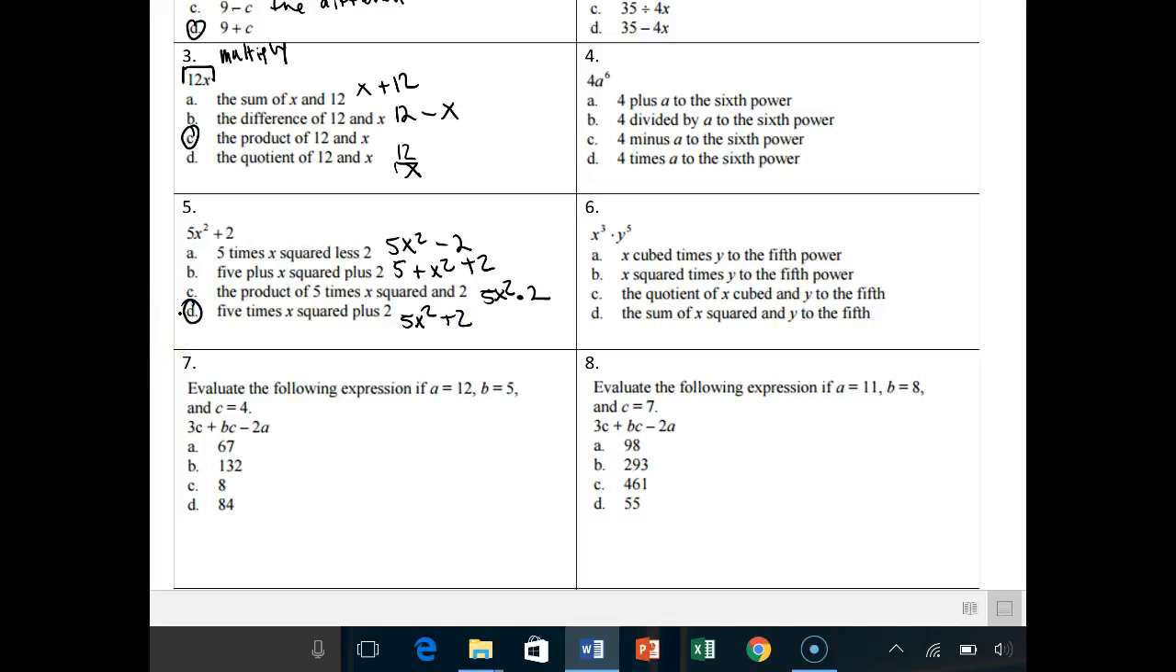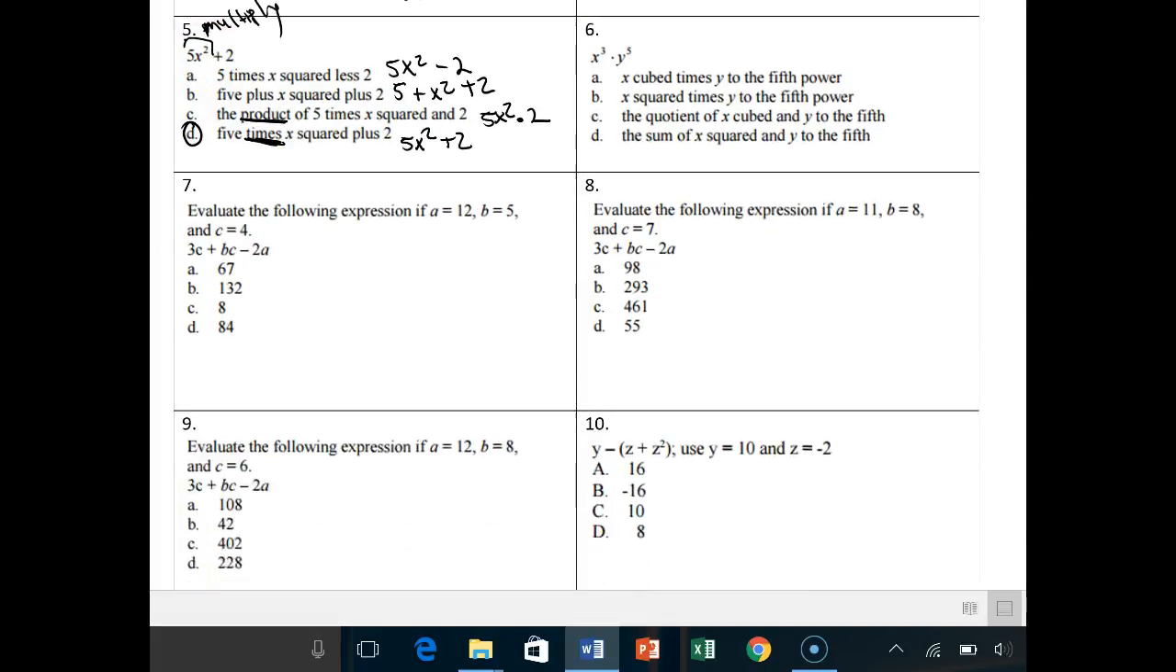So this one kind of looks like the right one, the product of 5 times x squared and 2. The keyword product means, hey, we're going to be multiplying those two. So 5 times x, remember this is multiplication, so yes, you're going to have a product here, but that's where the word times comes in here. So 5 times x squared plus 2, that's our right answer. So try and do number 6.